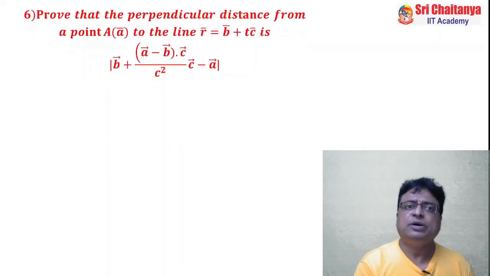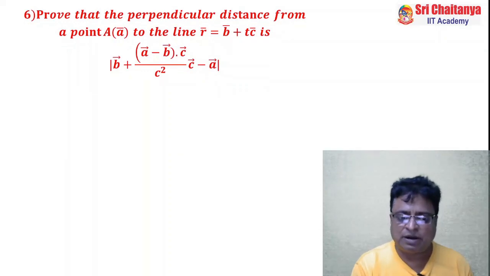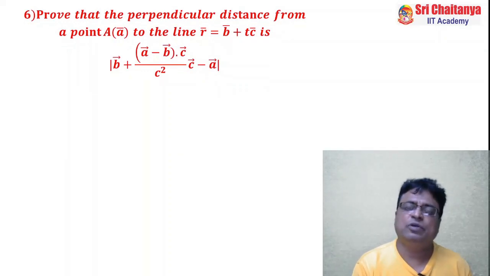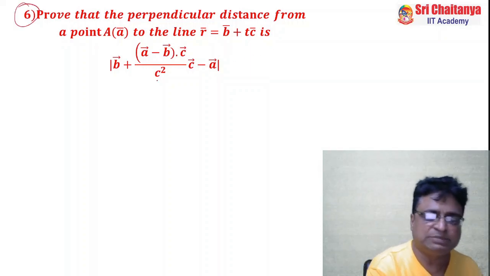Okay. Now coming to the sixth problem. Prove that the perpendicular distance from a point A bar onto the line r bar equal to b bar plus t c bar is equal to this one. My suggestion would be, please learn this result by heart.